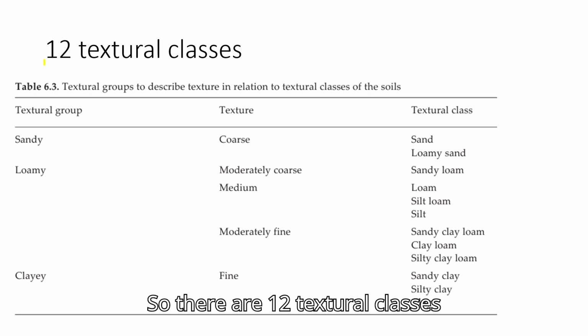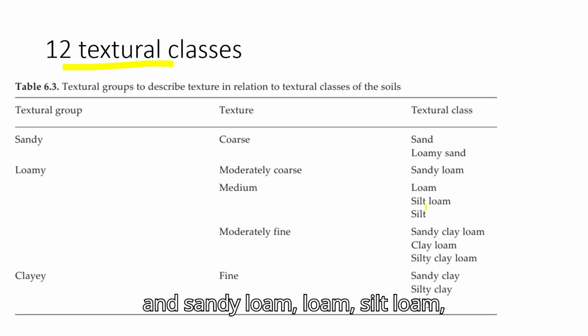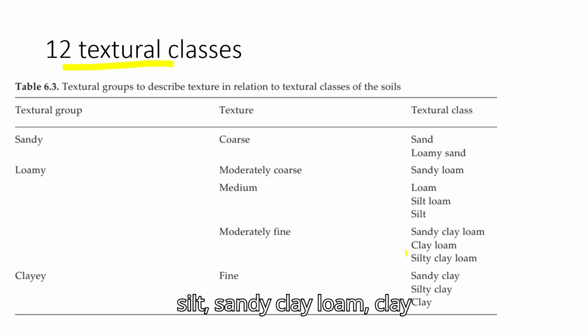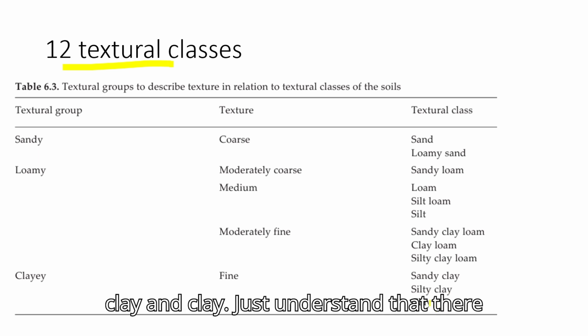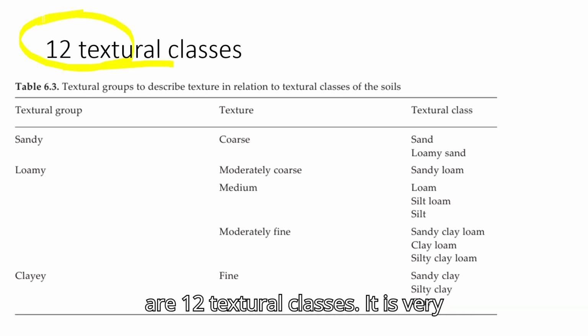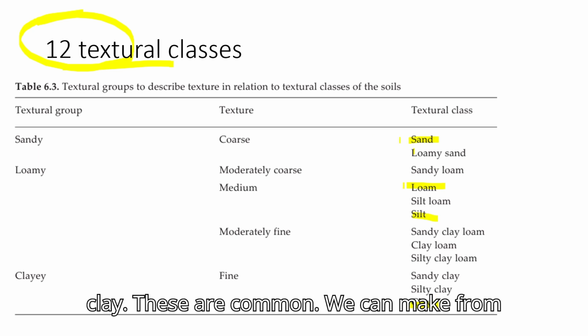So there are 12 textural classes: sand, loamy sand, sandy loam, loam, silt loam, silt, sandy clay loam, silty clay loam, clay loam, sandy clay, silty clay, and clay. Just understand that there are 12 textural classes. It is very easy to learn. Like sand, add loamy sand, then reverse it, sandy loam. The basic ones are sand, loam, silt, and clay. We can make the others from these.